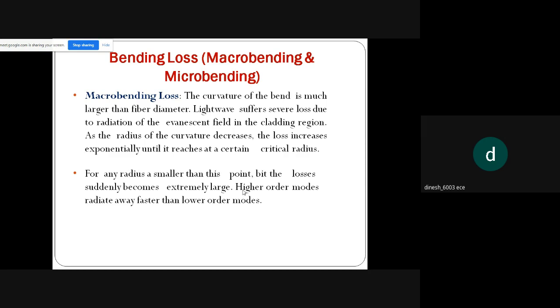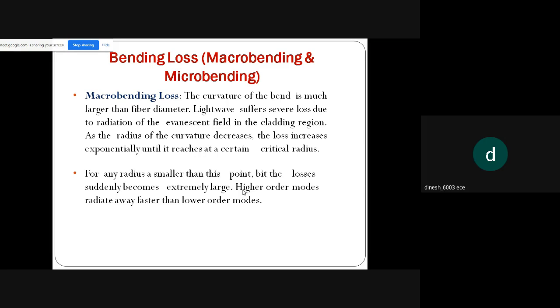Due to this bending, the lower modes, which have lower distortion, tend to fade away, meaning they move into the cladding. Whereas the higher order modes, which have more distortion, will pass through the optical fiber. So this is the result of macro bending.